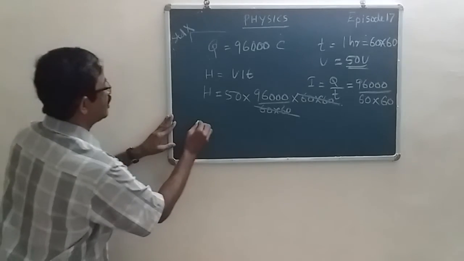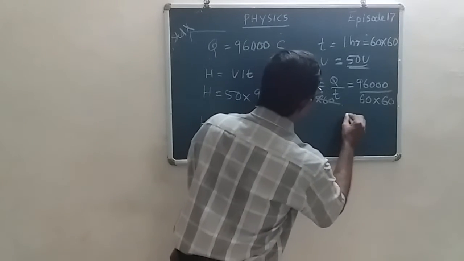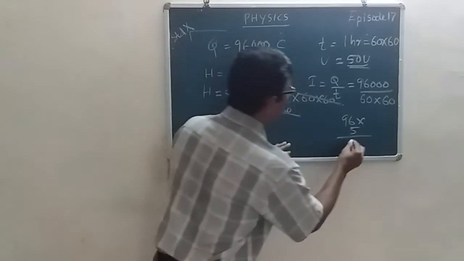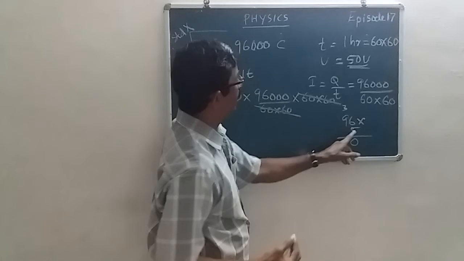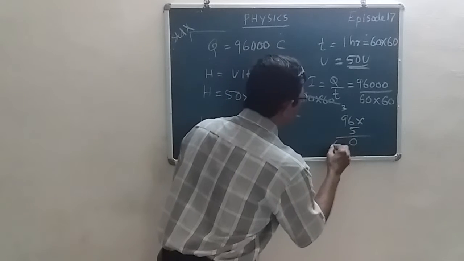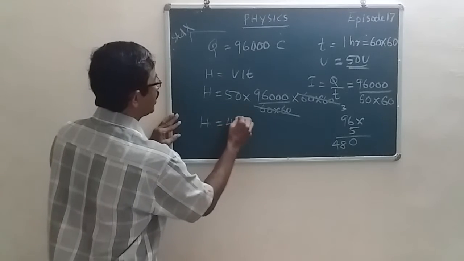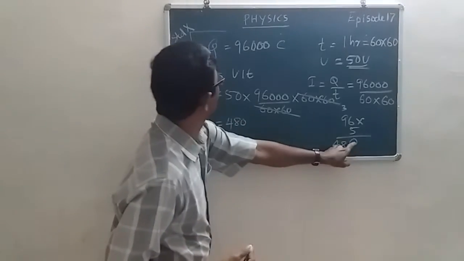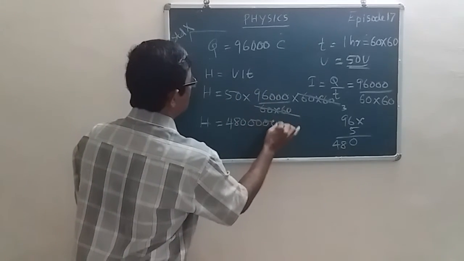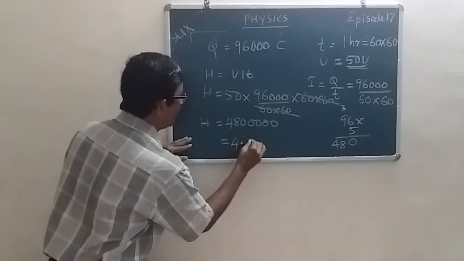Now see, H is equal to 96 into 5. Then we can put the zeros. 96 into 5. 5 times 6 is 30, balance 3. Then 5 times 9 is 45, plus this 3, that is 48. So this will come as 48, then remaining here 1, 2, 3, 4 zeros. This we can write in terms of 4.8.